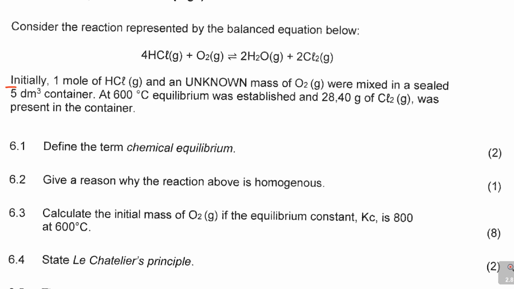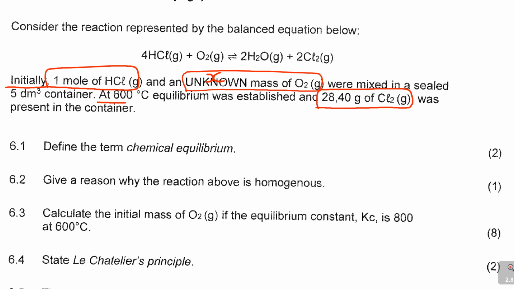The moment they say initial, it means at the beginning. This is what you have of HCl, 1 mole. Unknown, we will make it X. We'll call it X mass, but we'll convert this to moles. Mixed in a 5 dm3 container, and 28.4 grams of this was what was present in the container at equilibrium. At 600 degrees Celsius, equilibrium was established, and so at equilibrium, that statement is very important. They gave us this. So guys, those values are very important.